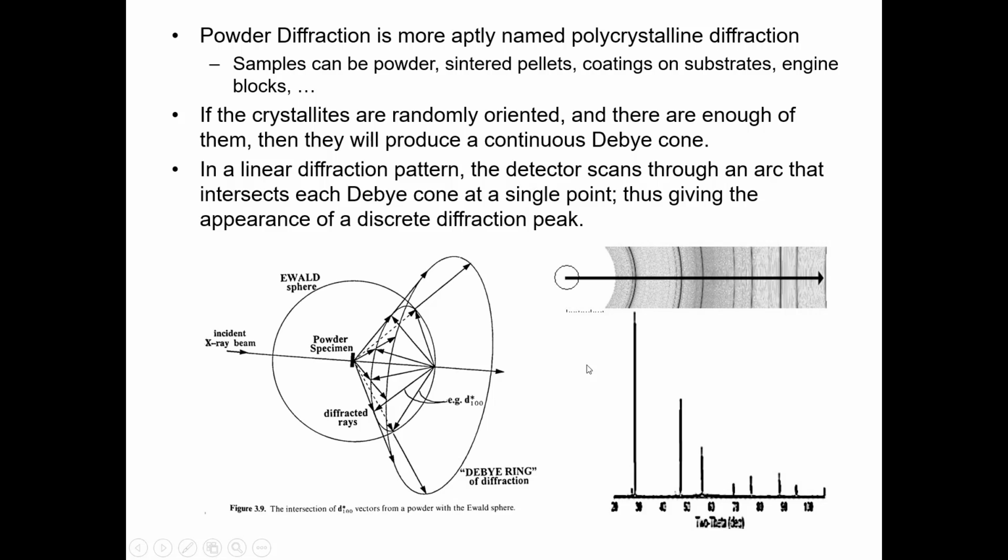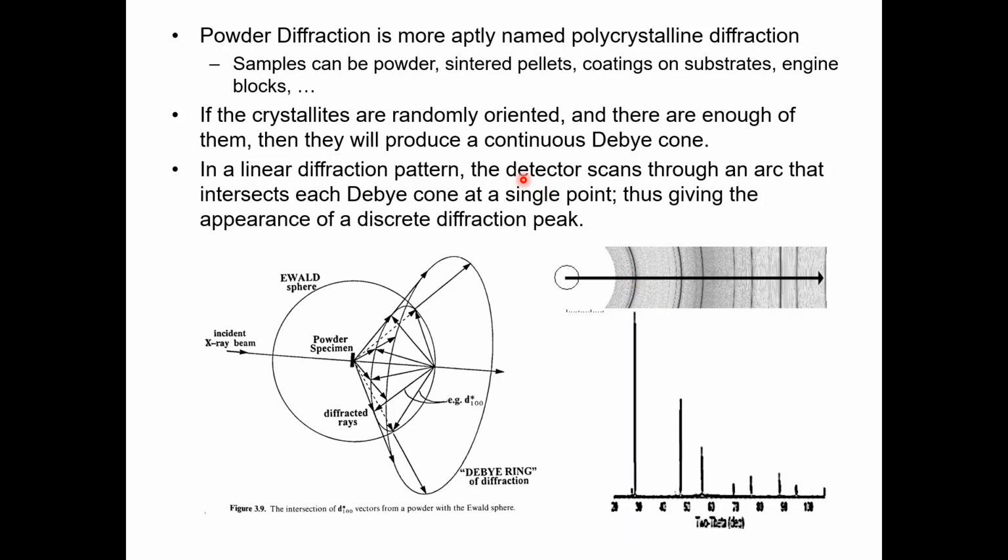And in a linear diffraction pattern, the detector scans through an arc that intersects each Debye cone at a single point, giving the appearance of a discrete diffraction peak. A good example of this you can see here.